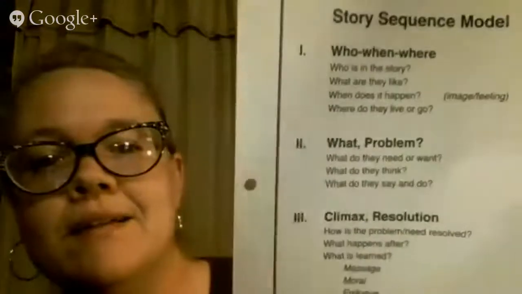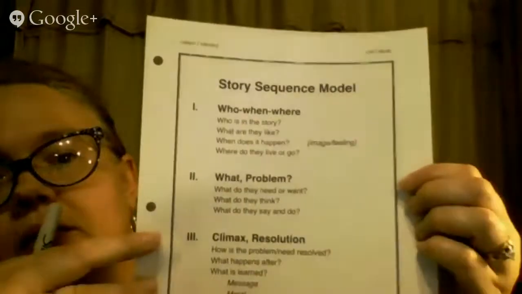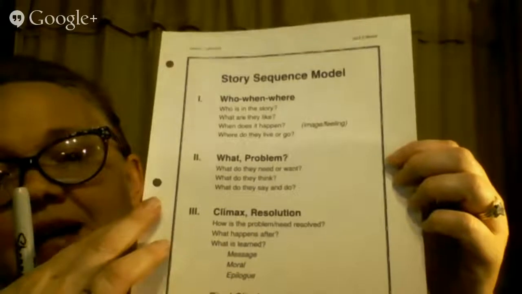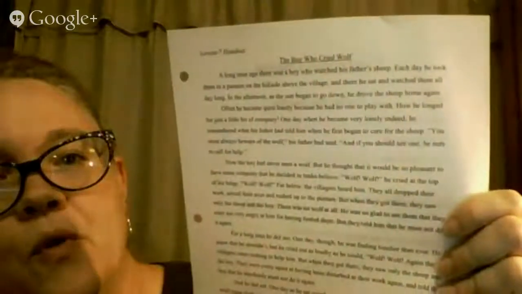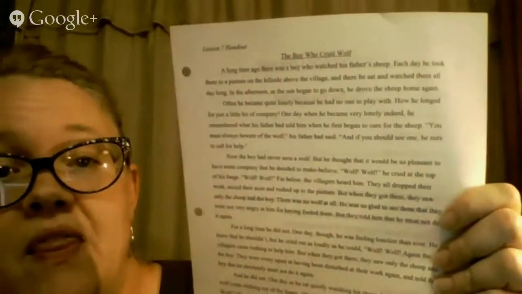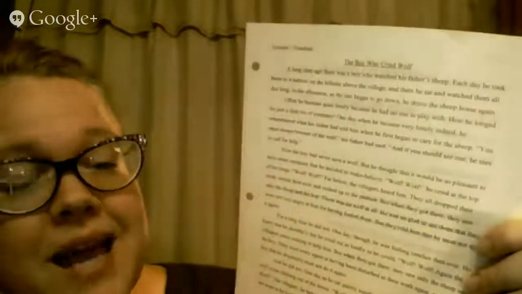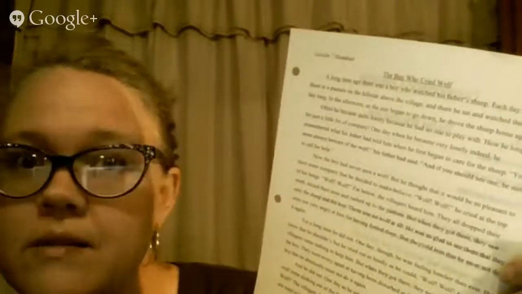Page 49 is the story sequence model, and that has a bit more information, just presented in a different way than what you see on page 48. And finally, the source material that we're working with today is The Boy Who Cried Wolf. That's a story that we're all pretty familiar with, so that one's easy to work with as well. All right, I'm going to start by actually reading the story to you, just because not everybody may have it at hand.